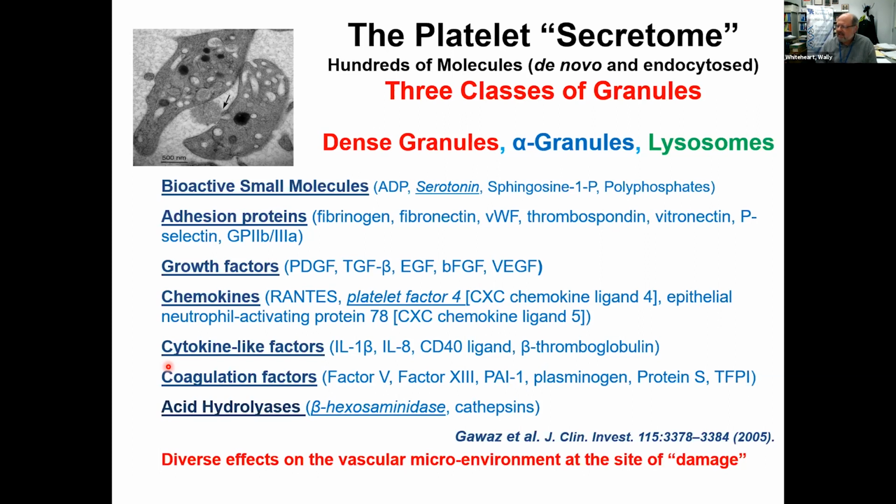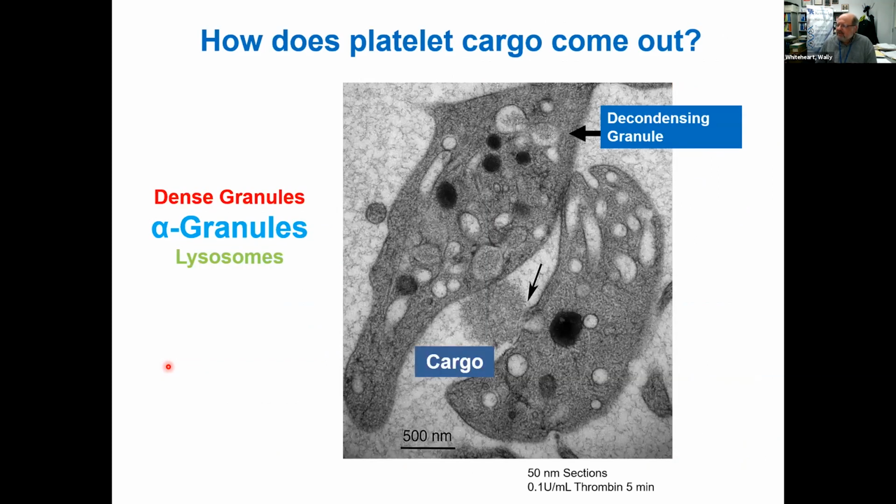And this is something that's common to hematopoietic cells, in the sense that they can release hydrolytic enzymes into the extracellular space. Things like beta-hexosaminidase, cathepsins, that are degradative enzymes. Now, the role of these is still not completely clear, but perhaps it's involved in clot remodeling or something along those lines. But the question I want to try to address today is, how does platelet cargo actually come out?